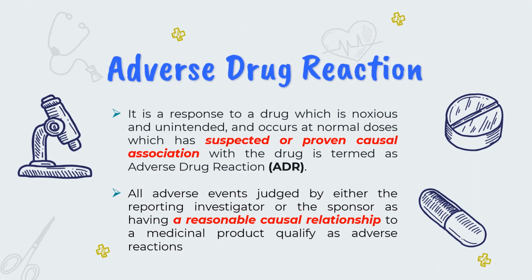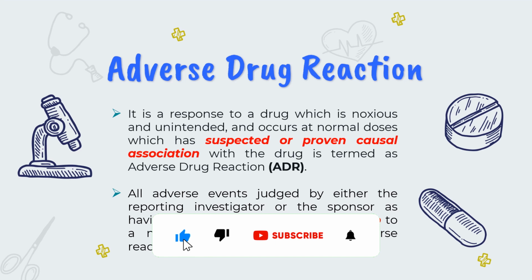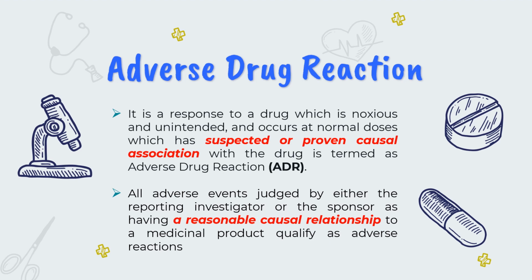Now the next thing is understanding what is adverse drug reaction. An adverse drug reaction is a response to a drug which is noxious and unintended and occurs at normal doses, which has a suspected or proven causal association with the drug. So when it comes to adverse event, we do not know whether it was related, but in adverse drug reaction, we suspect or we have a proven cause and effect relationship to the drug. That is the key fundamental difference between adverse event and adverse drug reaction.